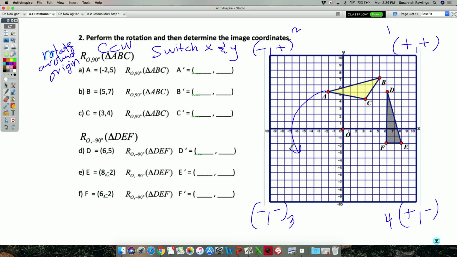Another way we can do that is to maybe make a note off to the side. I know point A is going to be negative, negative. So I'm going to flip my point. Right now it's negative 2, 5. I'm going to flip it and put 5, 2. And then I said it needs to be negative, negative. So it's going to be negative 5, negative 2. Okay, so we can do this whole thing just by switching our points and matching the quadrants.